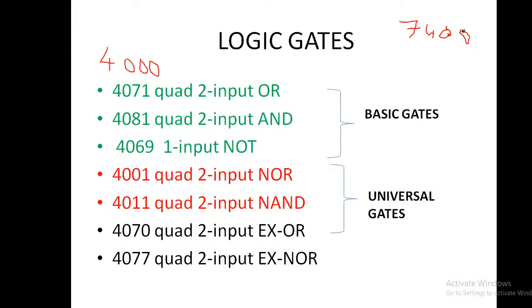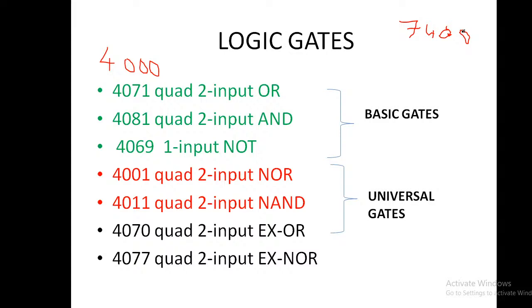7400 was the series for that. But in this case, you are using the basic gates or universal gates. All are using the 4000 series. Now please write it down here, because we will be requiring the IC numbers of all the basic and the universal gates.